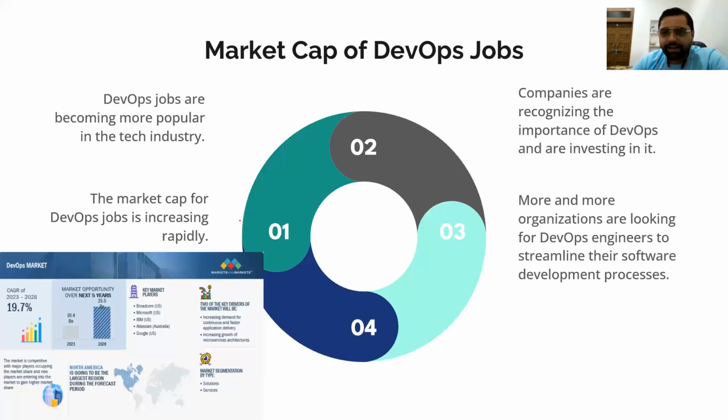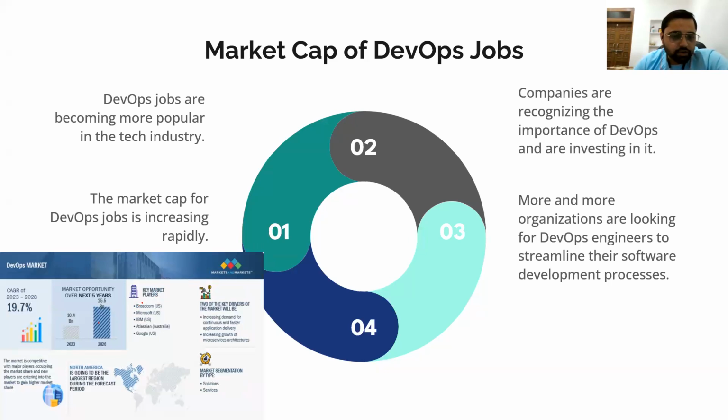If I talk about the market cap for DevOps jobs, here you can see this research on the DevOps market. It's a research, right? The key market players in the industry are Broadcom, Microsoft, IBM, Atlassian, and Google. So these are the market players in DevOps as of now. DevOps is not a whole technology like other programming languages, like Java or C. DevOps came into the picture in 2008 or 2009, right?